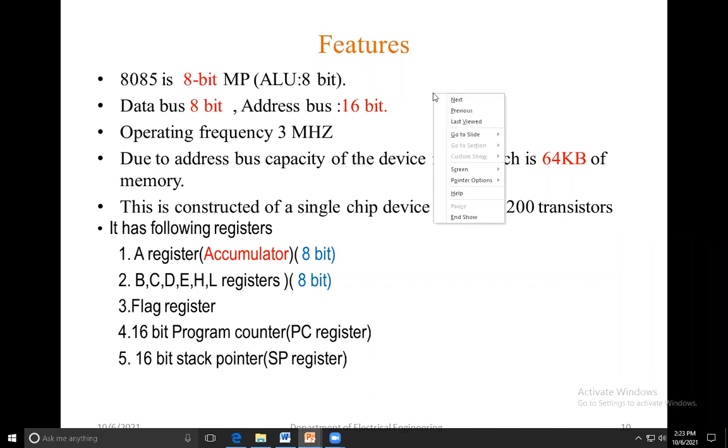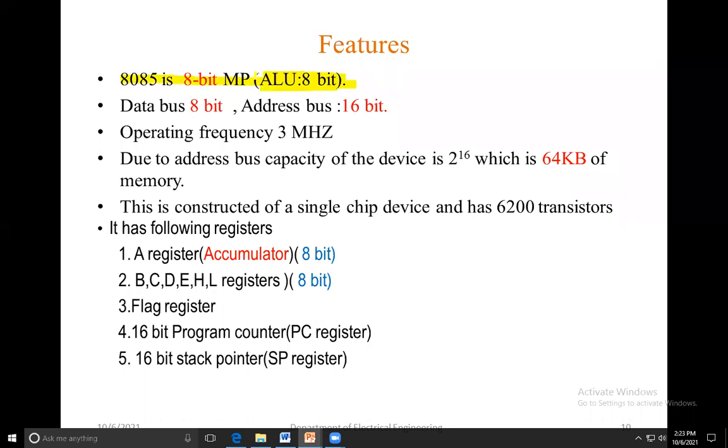First, the features. You must remember these features because a lot of online questions are on the features of 8085. The first feature of the 8085 is that it is an 8-bit microprocessor. Why is it called 8-bit? Because the ALU, the arithmetic logic unit, works up to 8 bits. It means all calculations, addition, subtraction, multiplication, are done on 8-bit data.